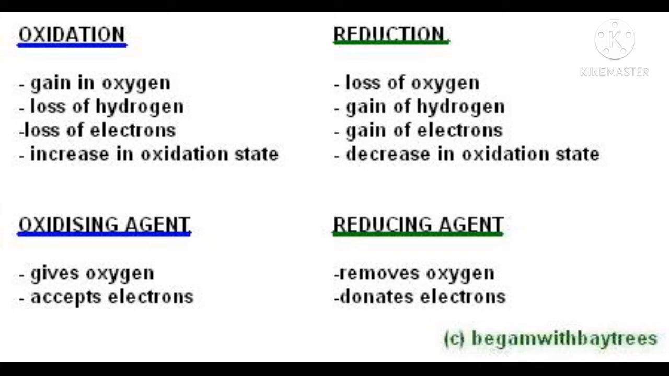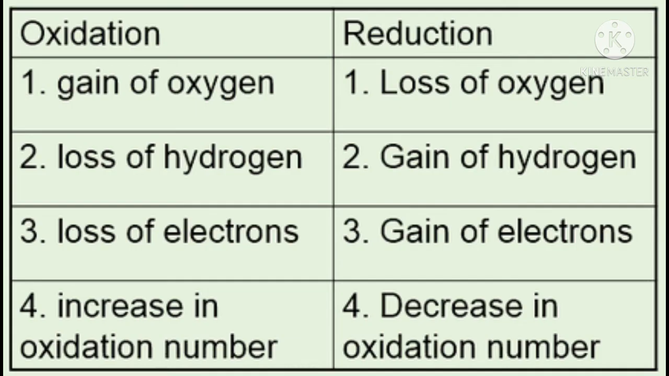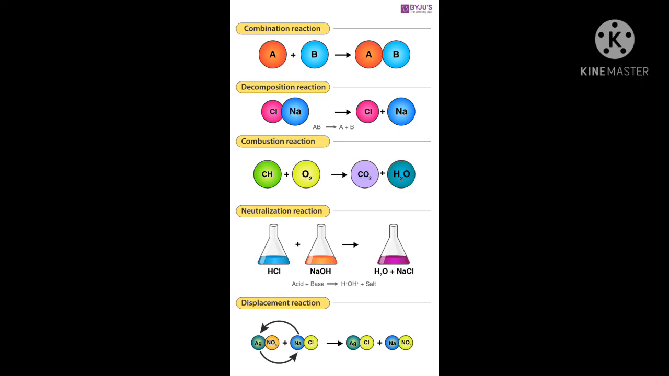Next, we saw the difference between oxidation and reduction reaction. In oxidation, gain of oxygen. In reduction, loss of oxygen. In oxidation, loss of hydrogen, and in reduction, gain of hydrogen. In oxidation, loss of electrons, and in reduction, gain of electrons. In oxidation, increase in oxidation number, and in reduction, decrease in oxidation number. I hope you got the difference between oxidation reaction and reduction reaction.